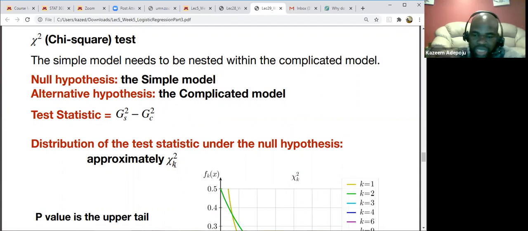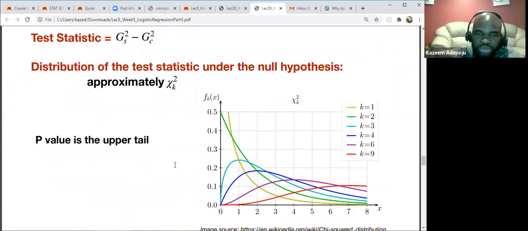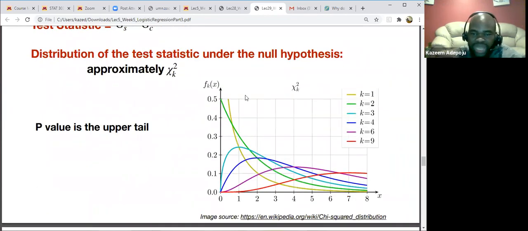And right here I show you the shape of a chi-square distribution at different degrees of freedom, because the shape of it depends on the degrees of freedom.